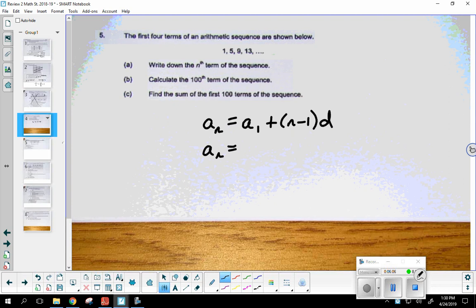So let's see, a sub n equals first term? 1, that's easy. Plus, again, leave that n alone, n minus 1 times, and what is that? 4. There you go. And it's easy if you take consecutive terms. If you just subtract them, 13 minus 9, 9 minus 5, and so forth, that will give you the common difference.